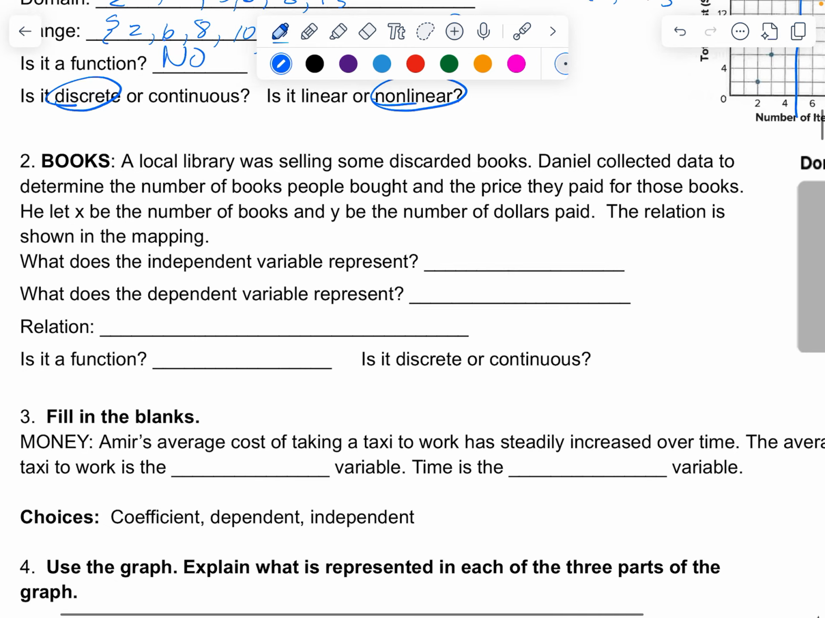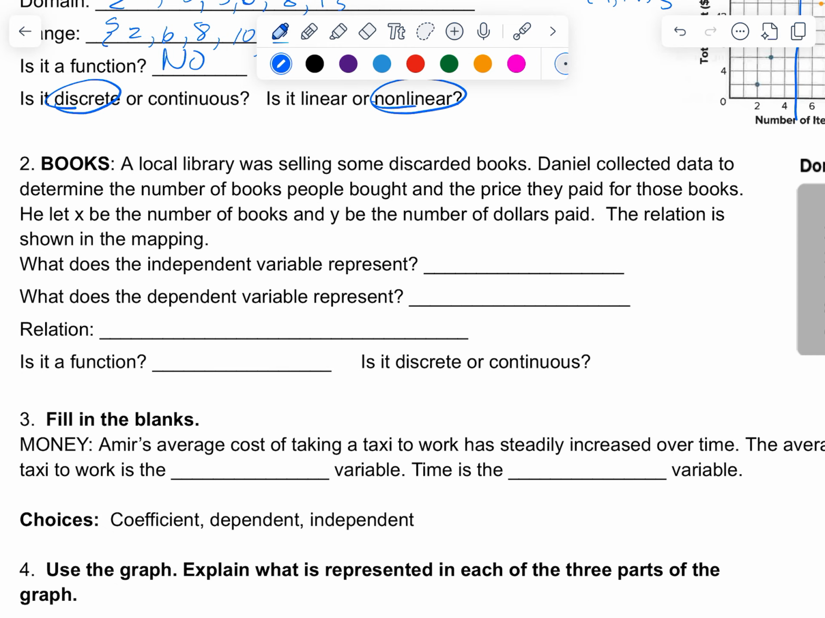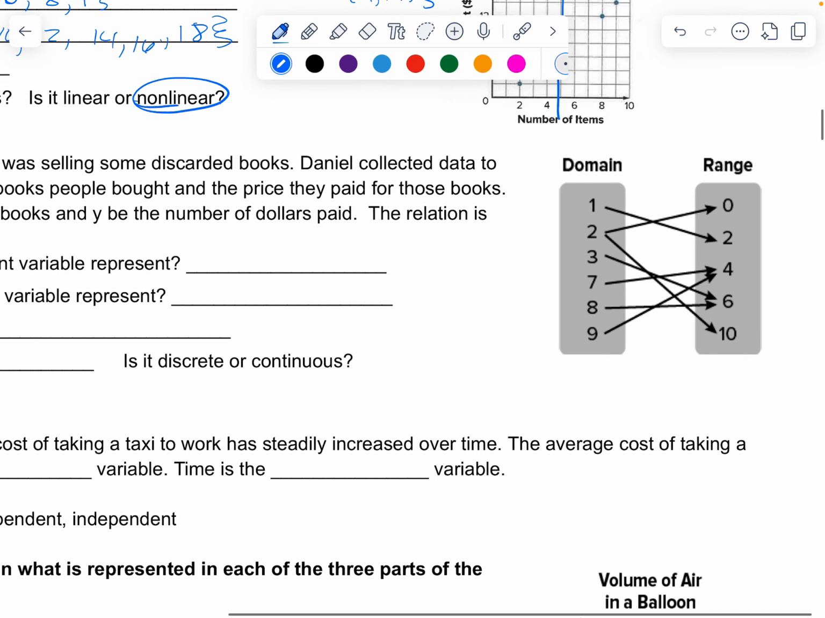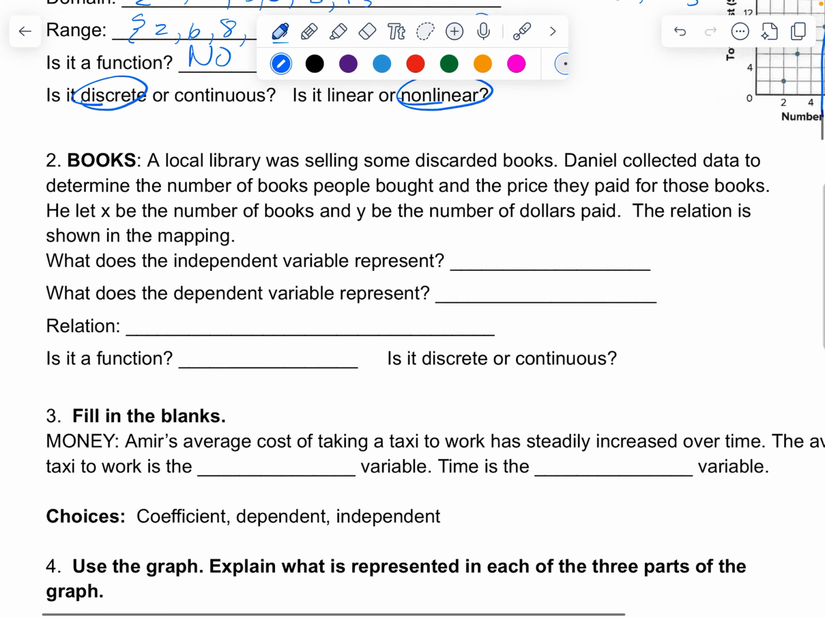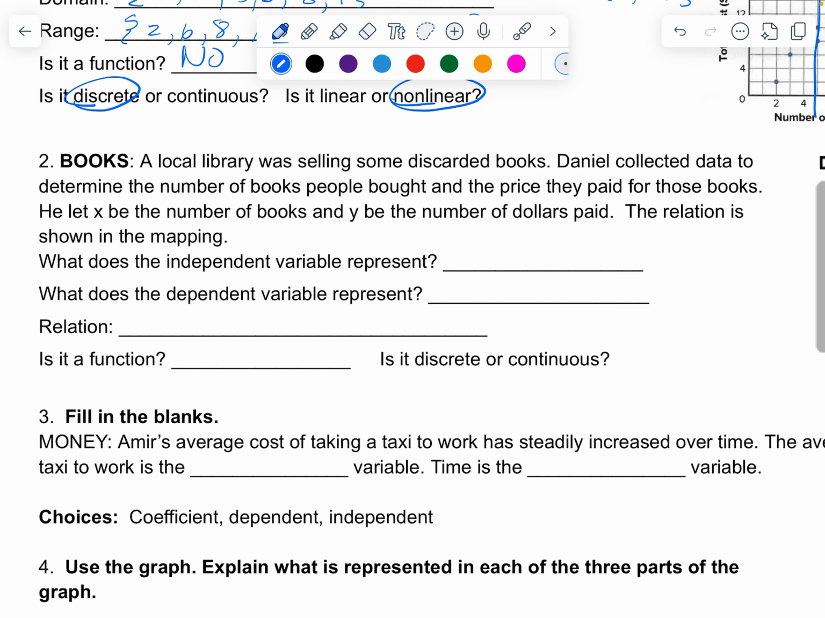Okay. A local library was selling some discarded books. Daniel collected data to determine the number of books people bought and the price they paid for those books. He let X be the number of books and Y be the number of dollars paid. The relation shown is in mapping. What does the independent variable represent? So independent, remember, is the X. So it is the number of books.